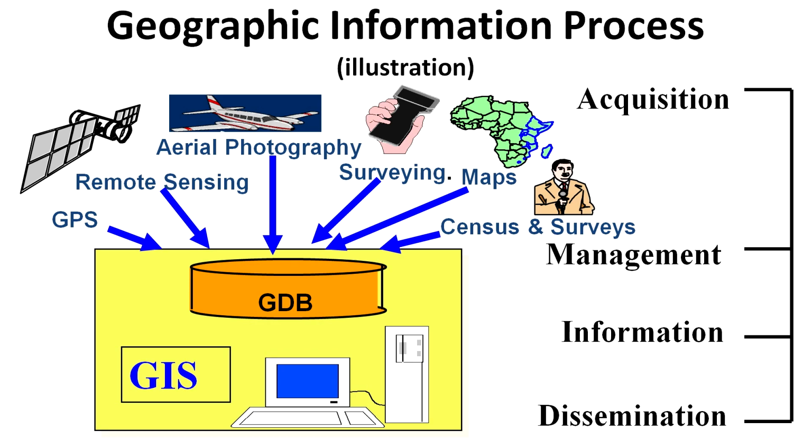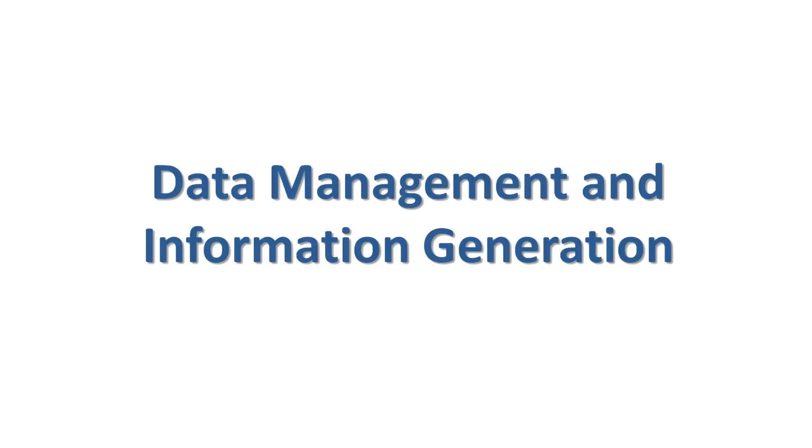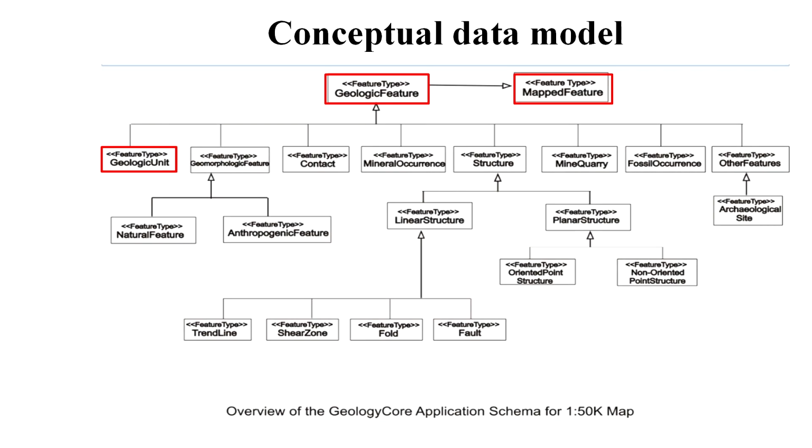Overall, with these technological advances, what has happened? We have improved the geographic and information processes at the acquisition level, the management level, and the information development level. For example, in the management and the information generation, a conceptual data model is developed, because why is a data model needed?